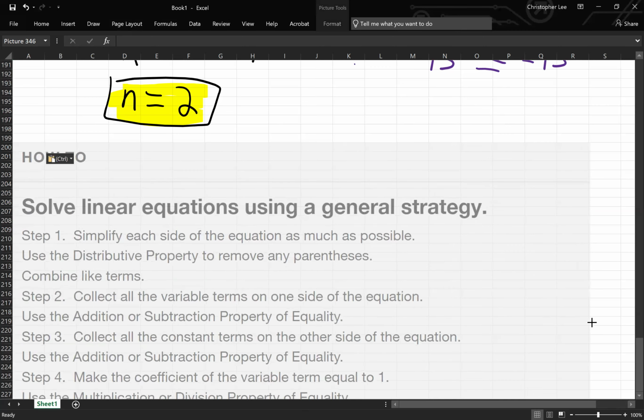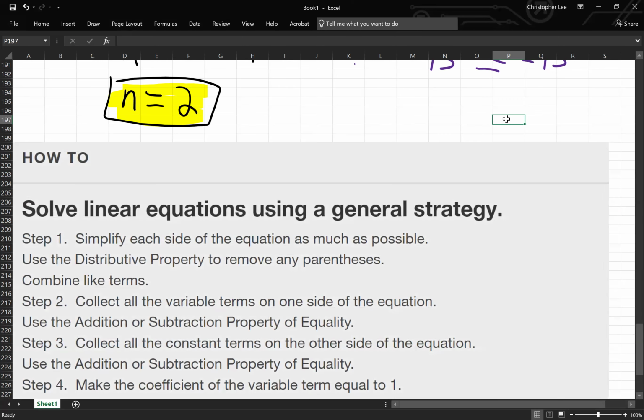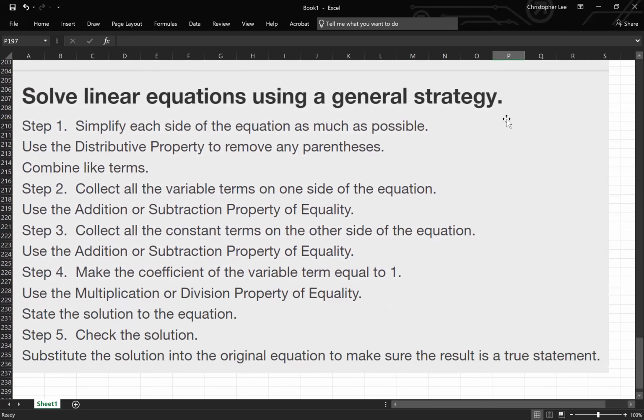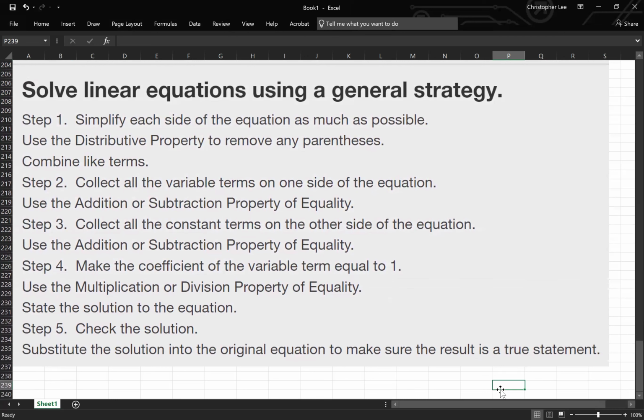So this is the general strategy, the process of how to solve a linear equation. Step one, you want to simplify each side of the equation as much as possible. Use the distributive property. You remember that's how we pull the numbers over to remove any parentheses, and then you want to combine like terms. Remember, combining like terms is a $900 word for adding.